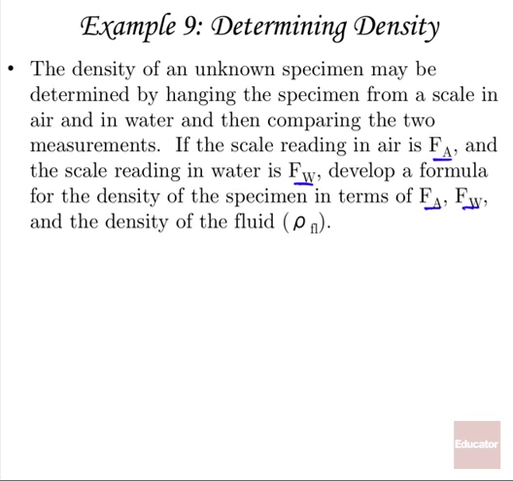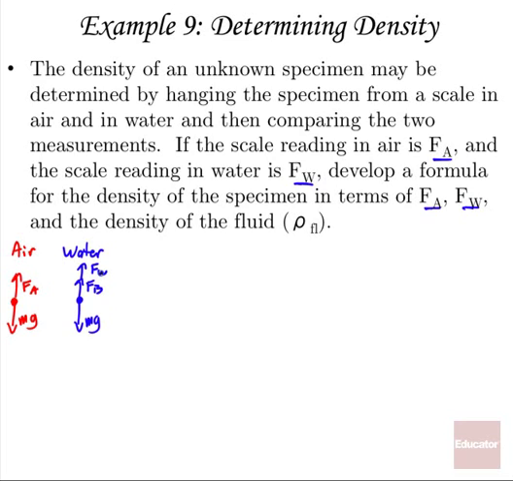I'm going to start with the free body diagram. When we're in air, we've got mg down, and we've got Fa on the scale up, and those will be balanced because it's sitting on the scale at equilibrium. When it's in water, our free body diagram is going to look similar, but a little bit different. We've still got the weight down, but now we have the buoyant force up along with the force of the scale, Fw.